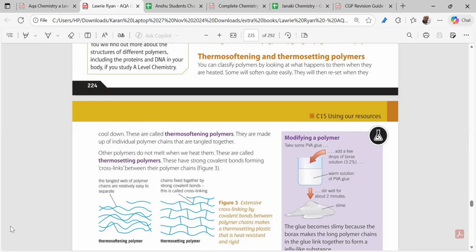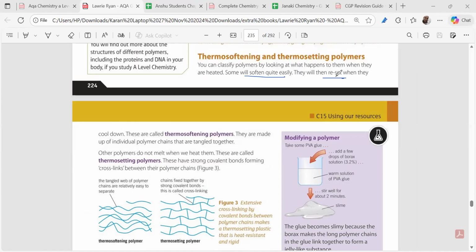What is thermosoftening? As the name suggests, you can take the example from the name. When we heat it, thermo means heat, it softens. And again, we can reset it and it hardens. Thermosetting: if you use heat, it does not melt them. Is it clear? That's the difference. So in thermosoftening polymers, we can easily soften it, and we can reset it after cooling down.